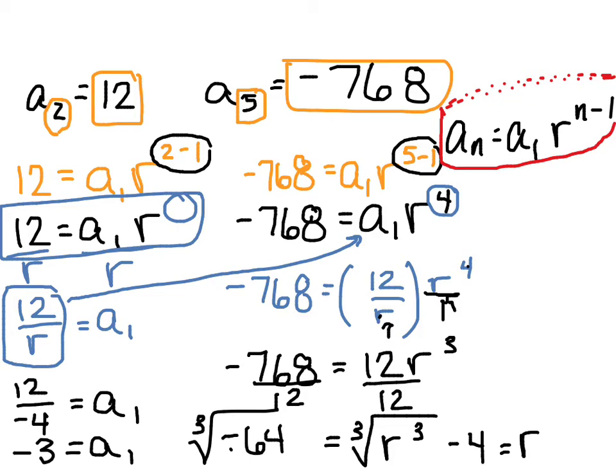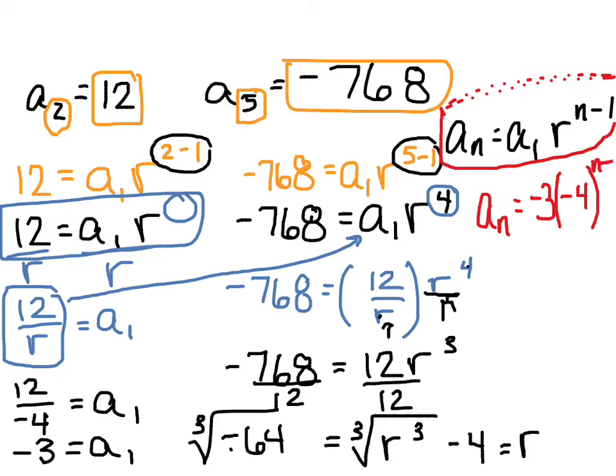And now what you have to do next is you just have to insert the pieces that you found. It's kind of like putting a puzzle together. So a1 is equal to negative 3. I like to put my r in parentheses. It's not necessary, but you want to make sure you have at least a times sign in between them, because if you don't, it's going to look like negative 3, negative 4, like a subtraction problem, rather than a times situation.